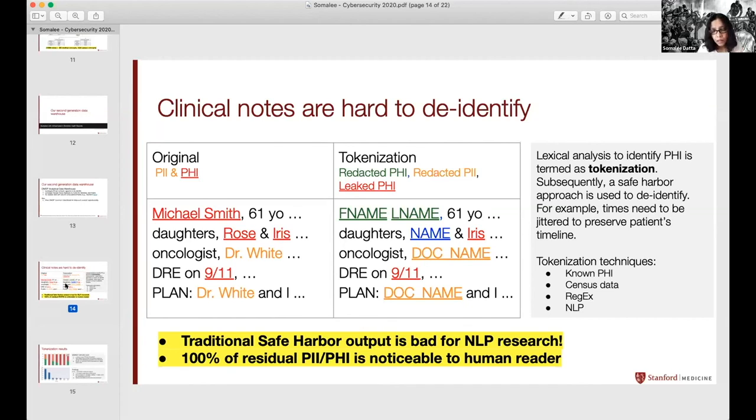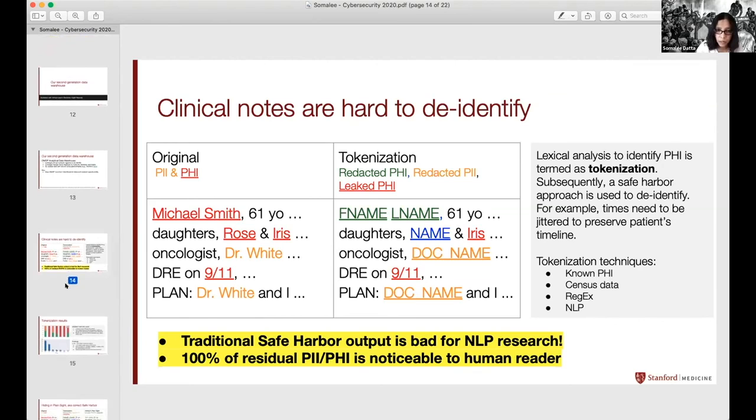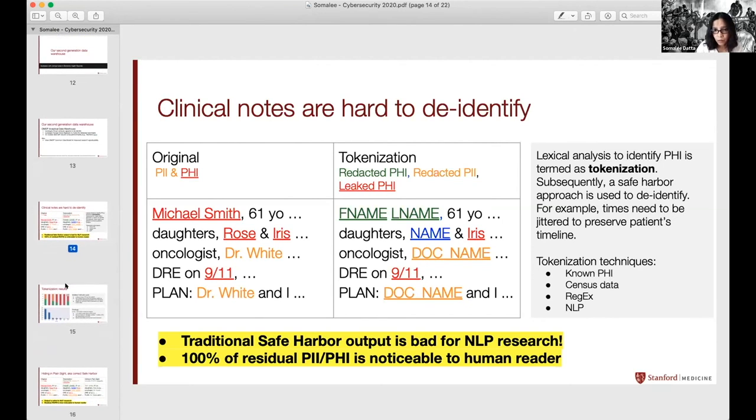And the other unfortunate thing is, if you're looking at this, the Iris sticks out, and so does the 9/11 date. So it's really, really noticeable to a human reader. It's perhaps not as noticeable to AI, because your original AI couldn't find the name Iris in the first place. So the bigger worry is that a human reader can identify it.